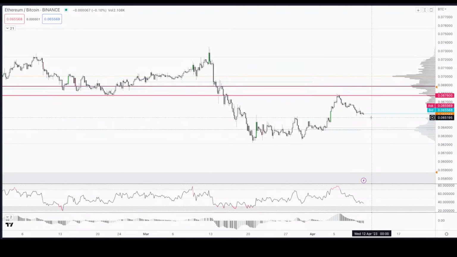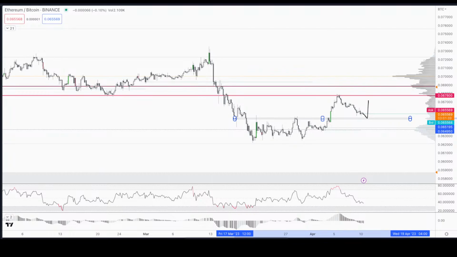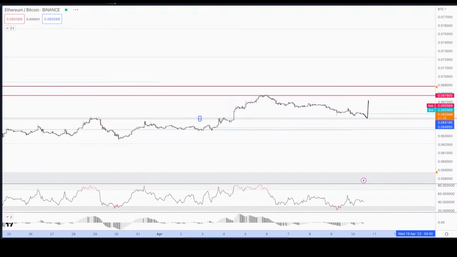So you can see there's a local level here. There's a local level here. So it may just wick this and bounce, and that would save the 4 hour. Other than that, the lower time frames are weaker, basically.